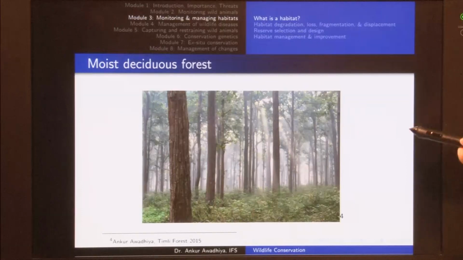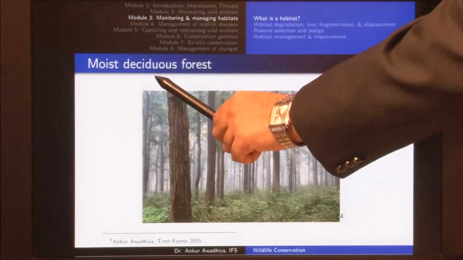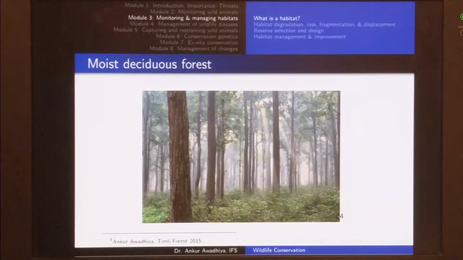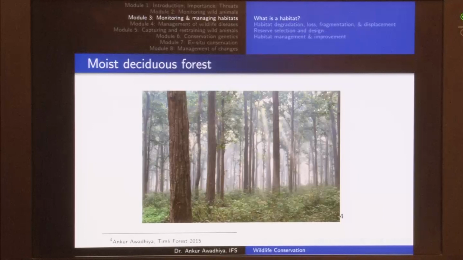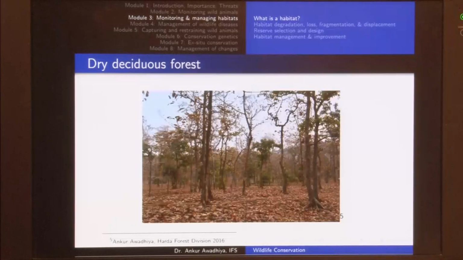Now, in a moist deciduous forest, like this forest which is seen in Timli, we have a large patch of sal trees. When we say deciduous forest, it means a type of forest in which the trees shed their leaves in the dry seasons to conserve moisture. This is a moist deciduous forest, because even though you have trees that are shedding their leaves, the level of moisture here is greater than what we find in a dry deciduous forest. This is an example of a dry deciduous forest from the Harda forest division in Madhya Pradesh.